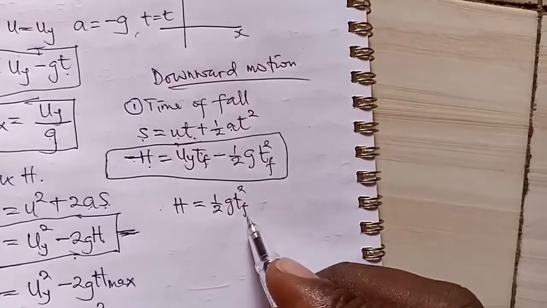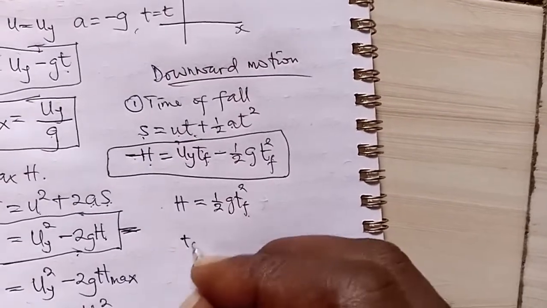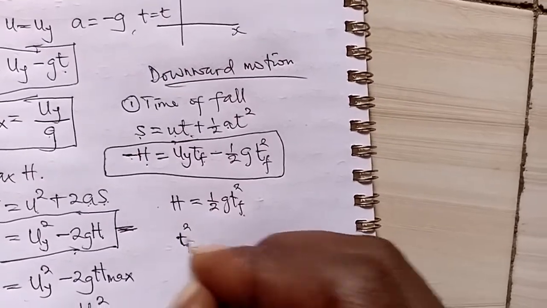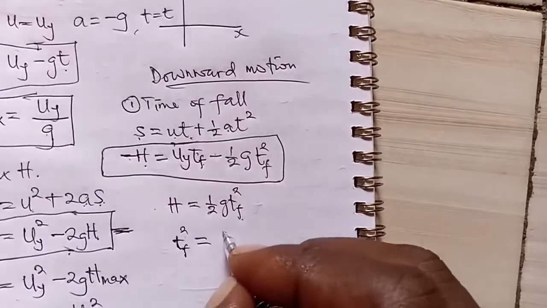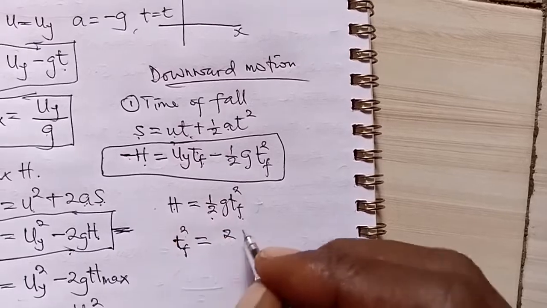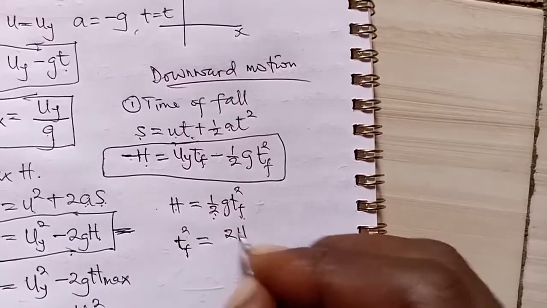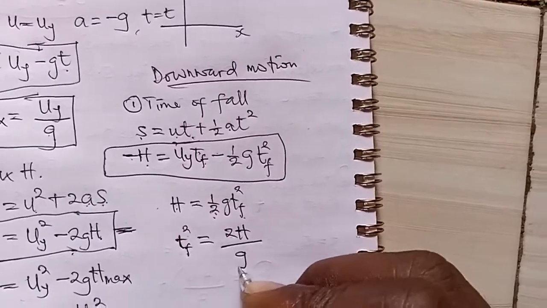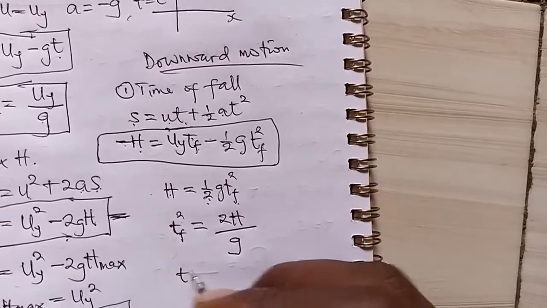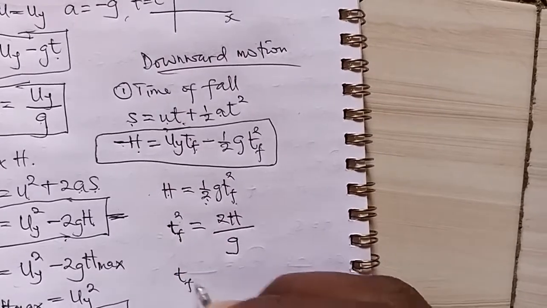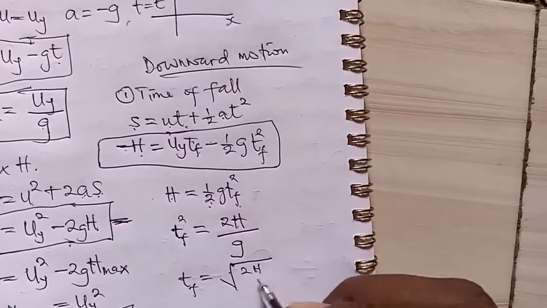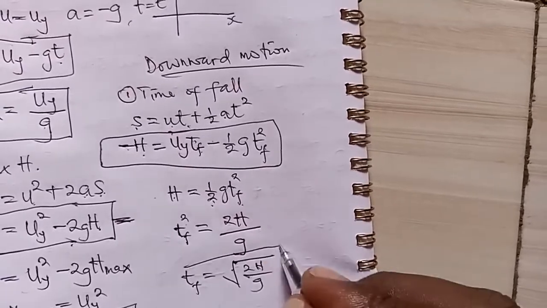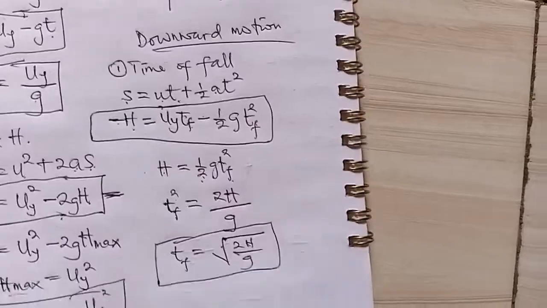If we now make this the subject of the formula, t squared will now be equal to, remember this is squared, 2h over g, because if you cross multiply, 2h over g. And t alone, because this is t squared, only t is now the square root of 2h over g. So this is the formula for time of fall.